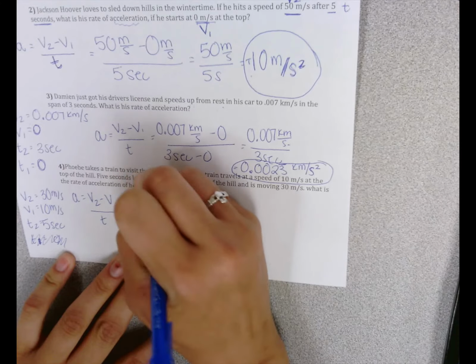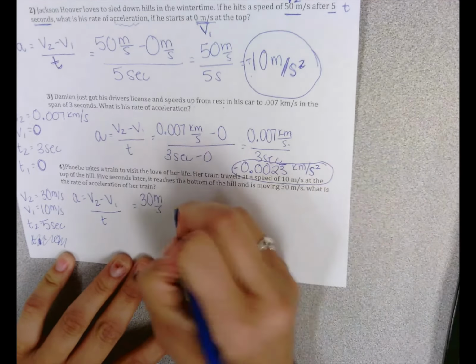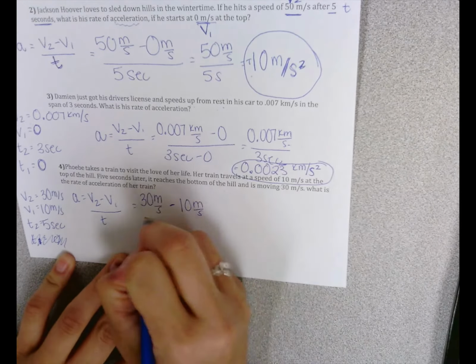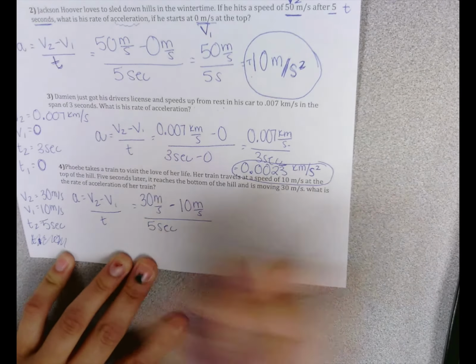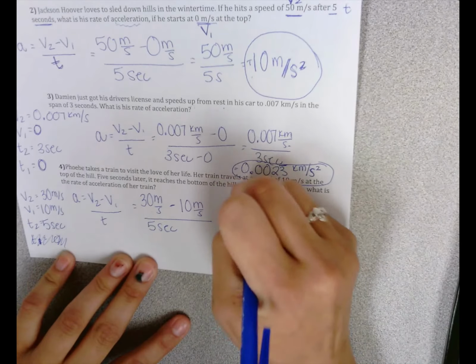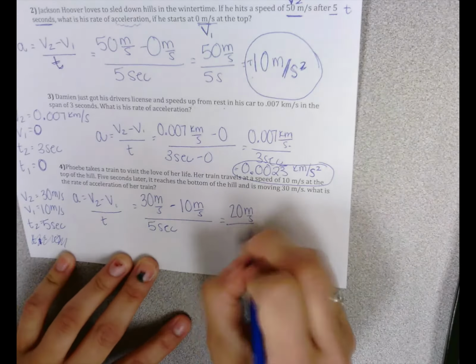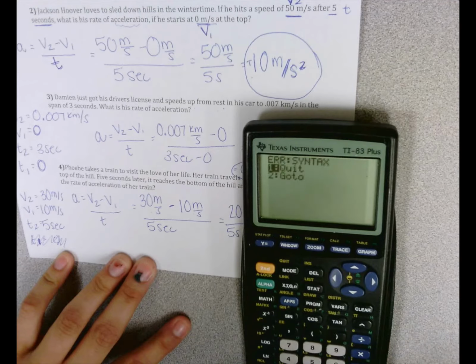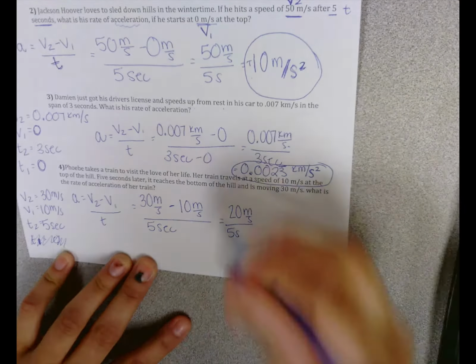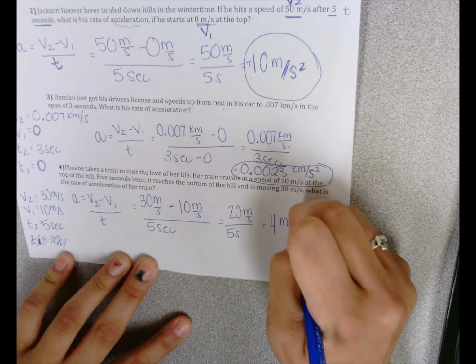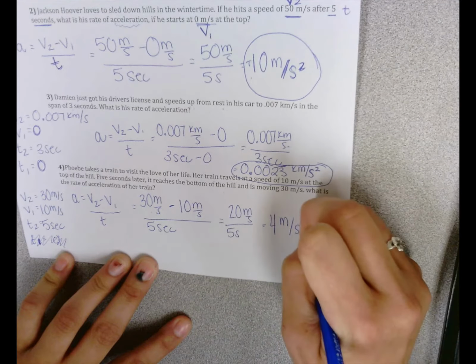Velocity final is 30 meters per second. Subtract that from the initial velocity, 10 meters per second, and divide that by 5 seconds. All right, 30 minus 10 equals 20, so 20 meters per second over 5 seconds. Let's enter this in. 20 divided by 5 is 4. So that gives us 4 meters per second squared.